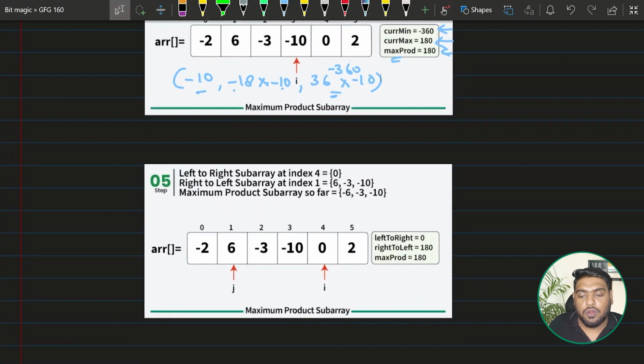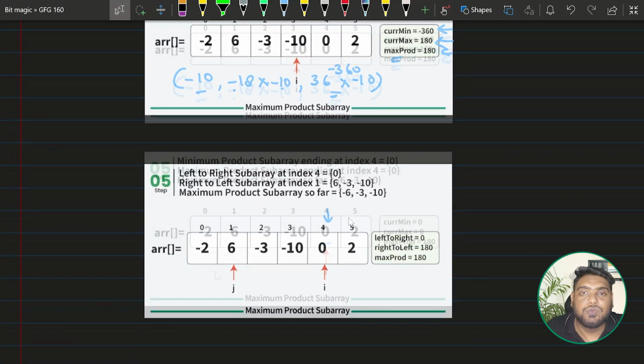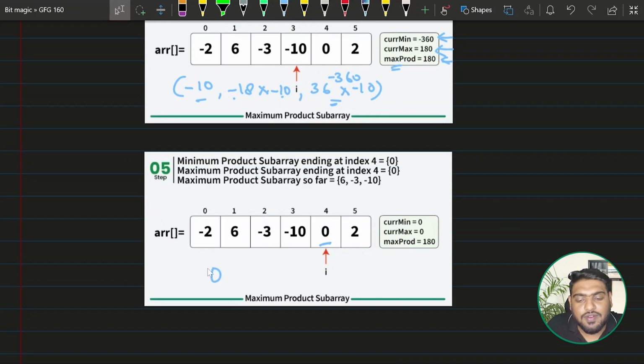Now coming on to the case where we have 0. Once we choose 0, all of these three values are going to be 0, right? Because 0, the ith value, comma, current maximum or current minimum multiplied with 0, it would result in all of the values being 0. Minimum out of these is going to be 0. Maximum out of these will also be 0. That is what we are going to update as the current minimum and current maximum.